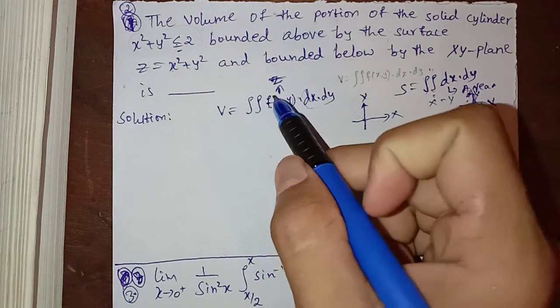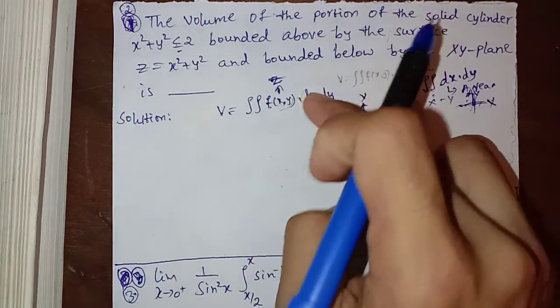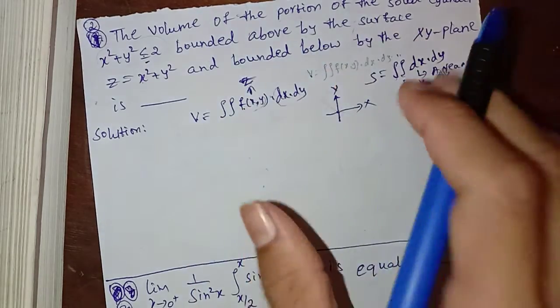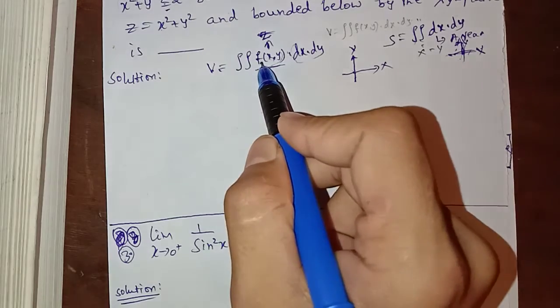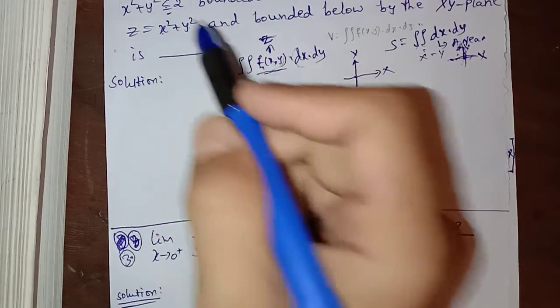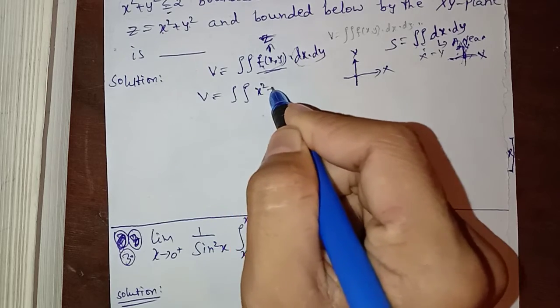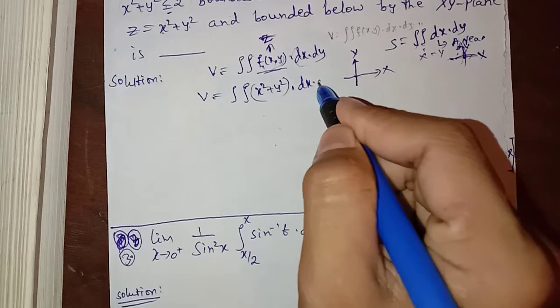So in the z axis, what value does it have? If we multiply it and make it a double integration, we get the volume of the given function. Now here in the place of f of xy, we have x square plus y square, so we can write it as double integral of x square plus y square into dx into dy.